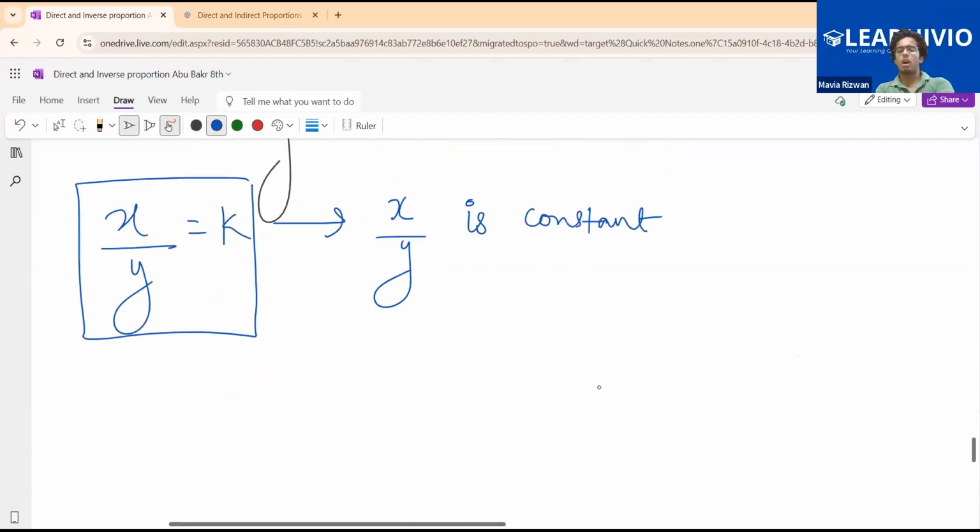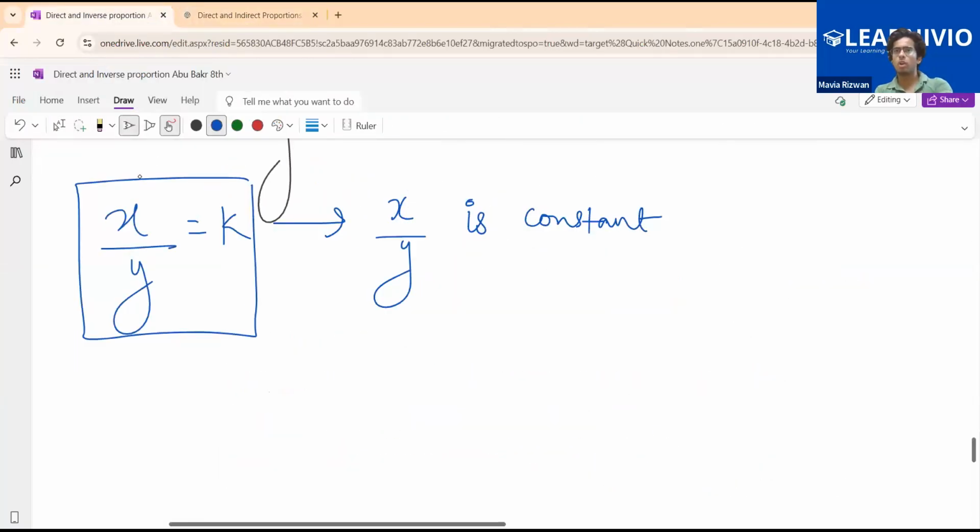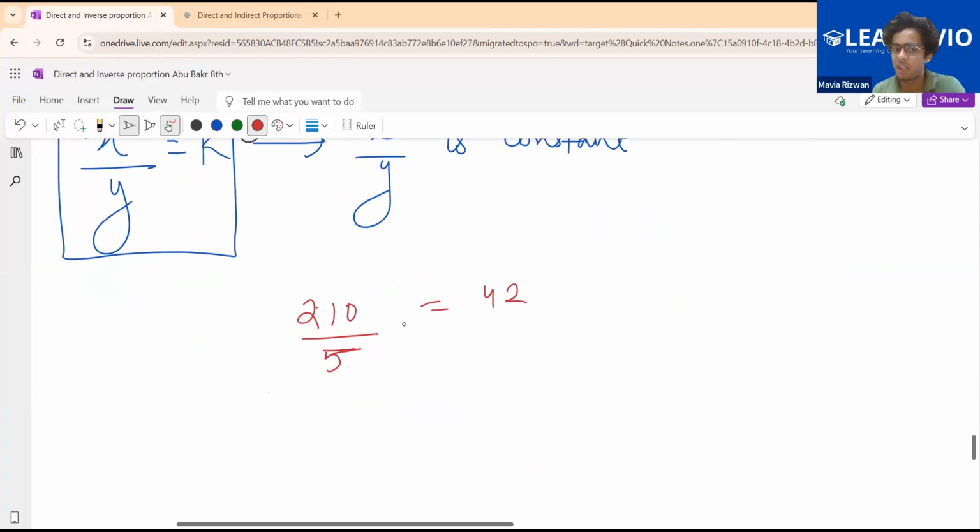Okay. So yesterday, remember we did that petrol question, petrol and distance in cars, that in 5 liters of petrol, the car would go 210. Remember, Abubakar, that question we did in yesterday's class? Yes, sir. So if I assume the distance to be x and petrol to be y, so x by y, that is 210 by 5. This was coming as 42. So this is equal to 42. This 42 would remain constant even if I increase it. Even if I do it for 10 liters, it was coming 420. So 420 by 10, this is also coming 42.